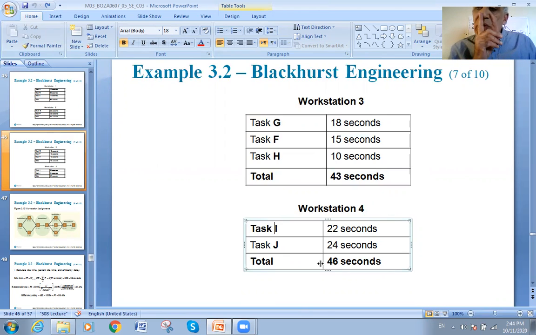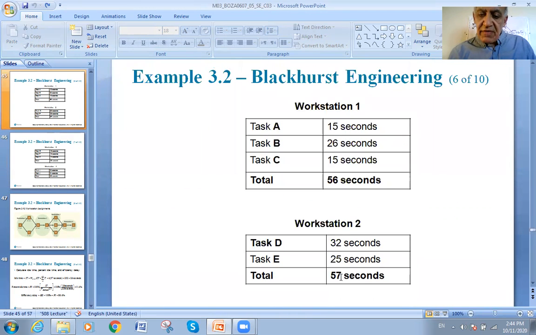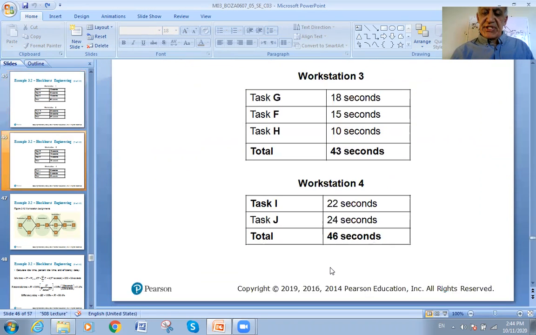Now, we'll look for the longest one of them. We have which one? 46, 43, 57, 56. I guess it's 57, because the largest number here is 57. The largest number for the stations is 57.